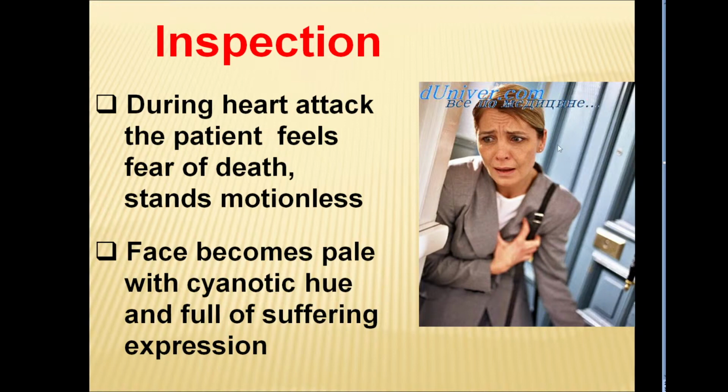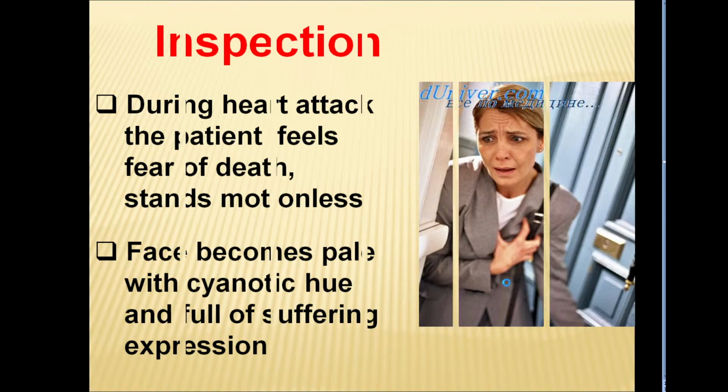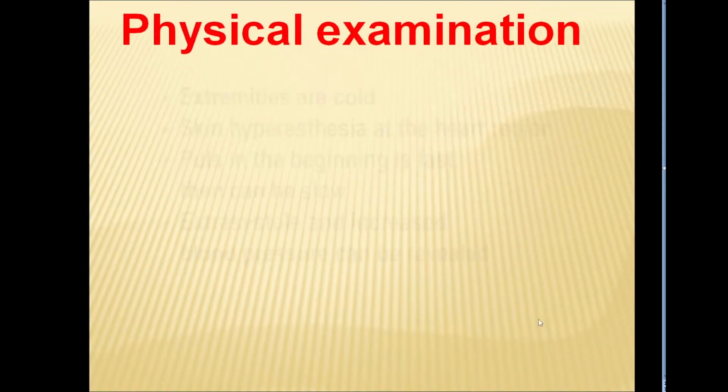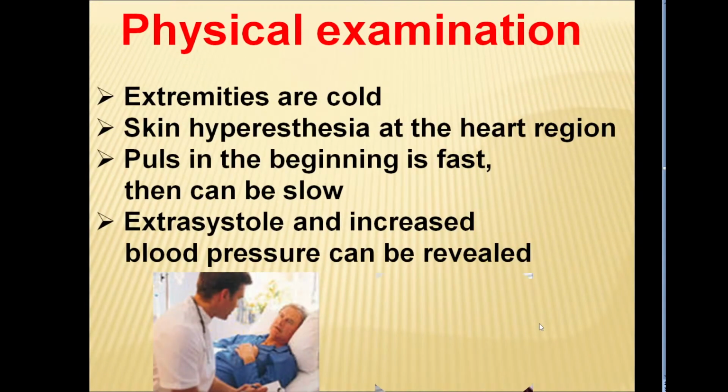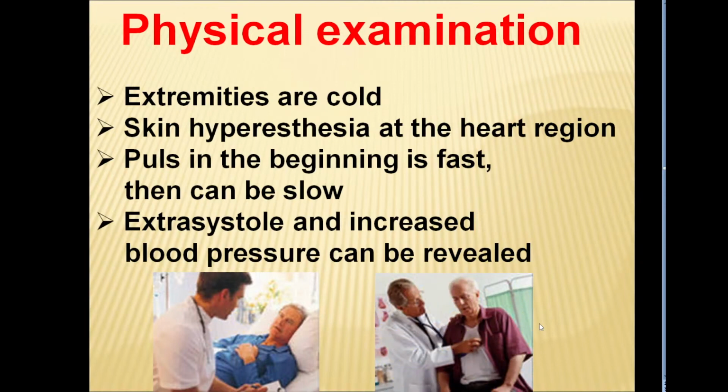Sometimes we can see pale or slightly cyanotic coloration of the skin. If we touch the patient, his extremities may be cold, first of all due to activity of the vegetative nervous system as a response to any acute situation. Sometimes hyperesthesia of the skin may be revealed, again as a response of the vegetative nervous system. Pulse may be fast or slow, and heart arrhythmias may be revealed, usually extrasystole, and problems with blood pressure.